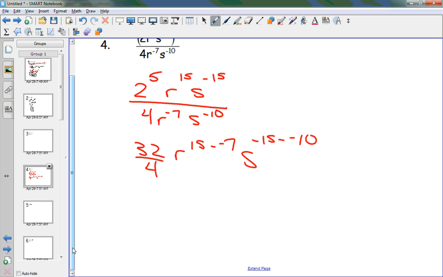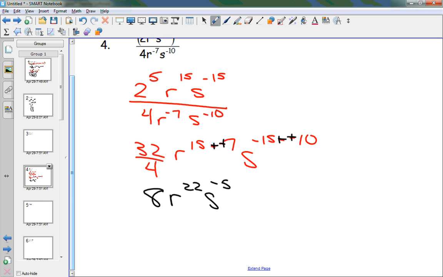What's 32 divided by 4? 8. Minus a negative is? To give me R to the minus a negative, positive. S to the negative 5, y'all. Negative 5.